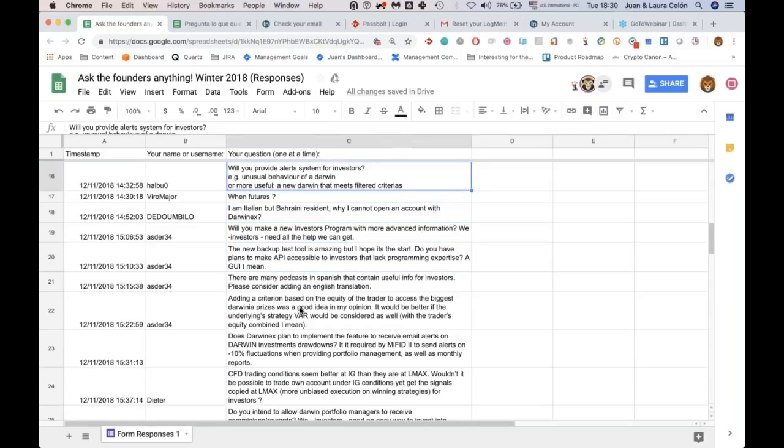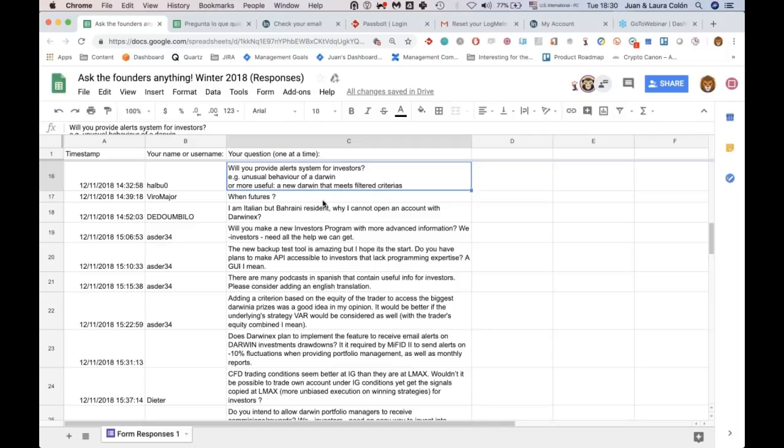Okay, so Halbu is asking, will we provide alerts for investors, as in unusual behavior of a Darwin or, more useful, a new Darwin that meets filtered criteria? So the answer is, again, the Darwin API will allow those who want to use it to build their own custom alerts. It also paves the way for people who are tech savvy to start building applications for others who value that, but don't really have the appetite or the time to learn how to program.